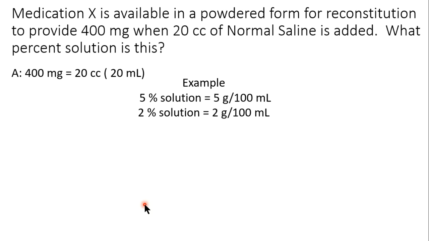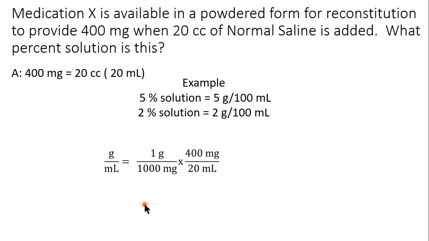Since, for example, when we have a 5% solution, it means 5 grams in 100 milliliters of water, or 2% is 2 grams in 100 milliliters of water. We want it in terms of grams over milliliters. We have milligrams and we want grams. So we first use our conversion factor of 1 gram over 1,000 milligrams times the 400 milligrams over 20 milliliters.